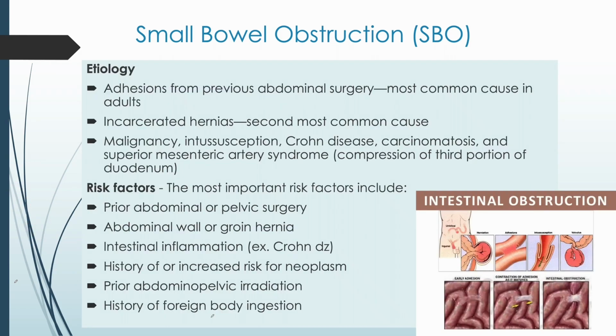Adhesions from previous abdominal surgery, we said, is the most common cause in adults of small bowel obstruction. And adhesions are these little areas of scarring that pull different pieces together that aren't supposed to be pulled together, and you can get blockage. You can see that here.